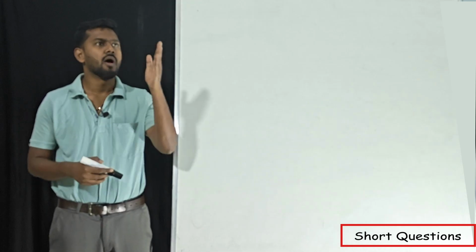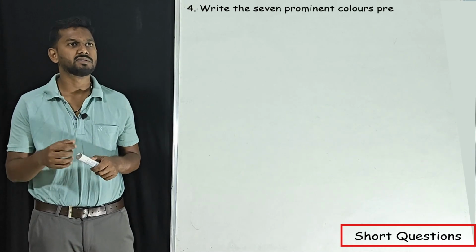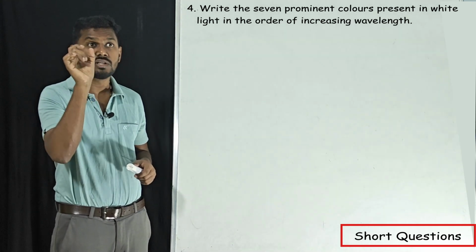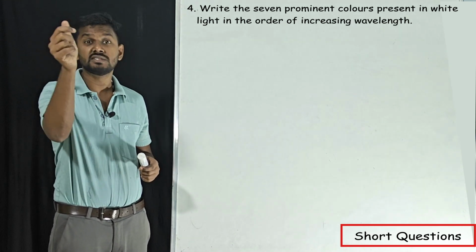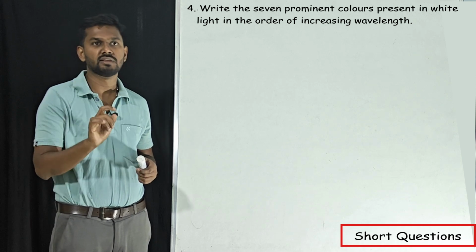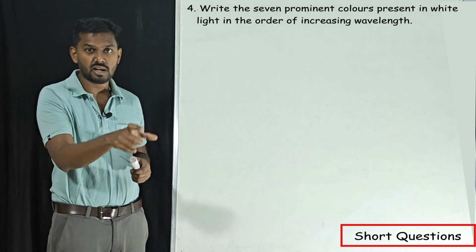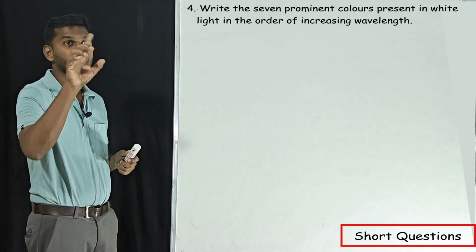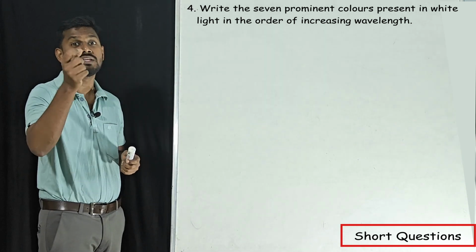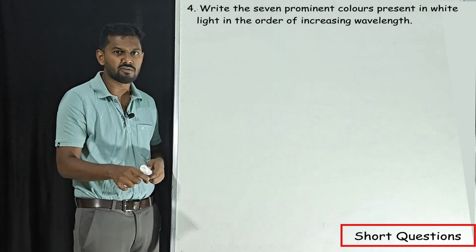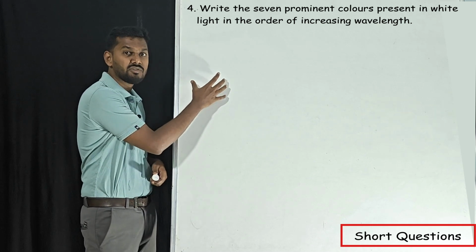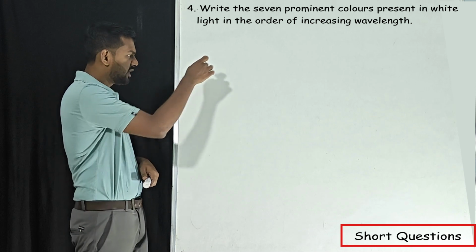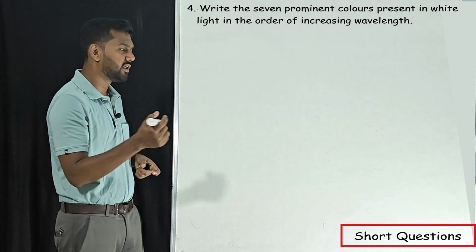Our next question: write the 7 prominent colors present in white light in order of increasing wavelength. See, this word is very much important: increasing wavelength or decreasing wavelength. First I'll write the answer for this one, then you will understand the other way. Increasing wavelength means first you have to write the color which has minimum wavelength. The last color should have the maximum wavelength, so that it is in increasing wavelength.